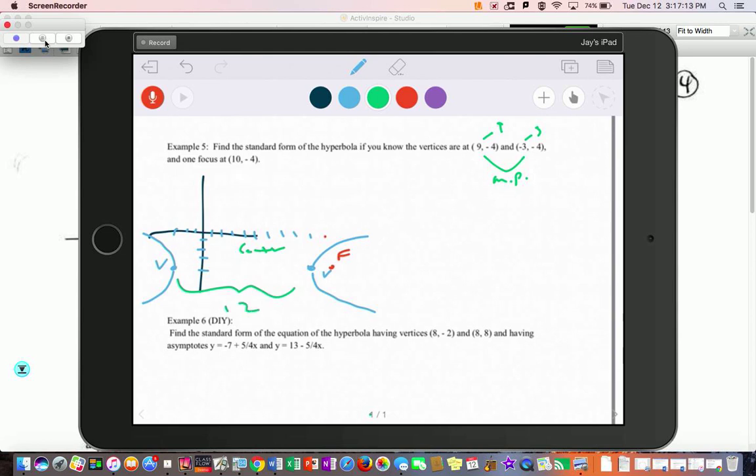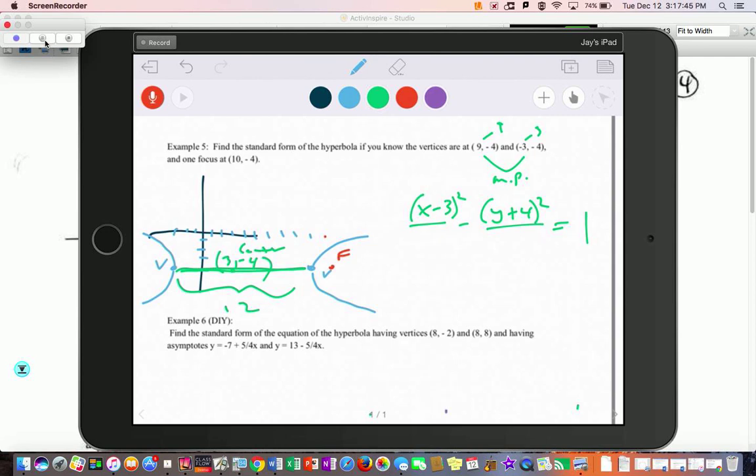So going 6 in any direction, you're going to end up at 3, -4 for a center. Now, because this thing is going horizontally, the transverse axis, right here is the transverse axis, is going horizontally, I know that x will go first. So I go x minus 3, quantity squared, minus y plus 4, double negative, is equal to 1.